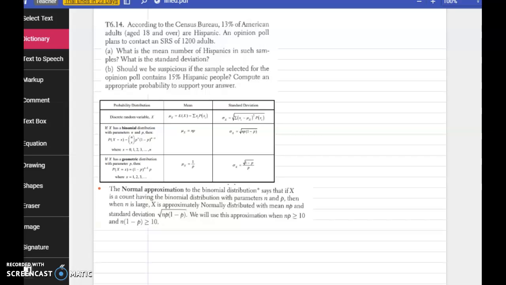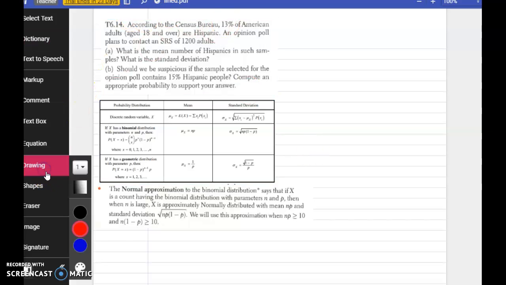All right, here's the last review problem, and I'm going to show you two different ways you could do this. And I have a little insert from the book here at the bottom for the second way you could do it. According to the Census Bureau, 13% of American adults age 18 and over are Hispanic. I'm going to go ahead and underline that. 13%. I'm guessing that's going to be a P here because it's a probability.